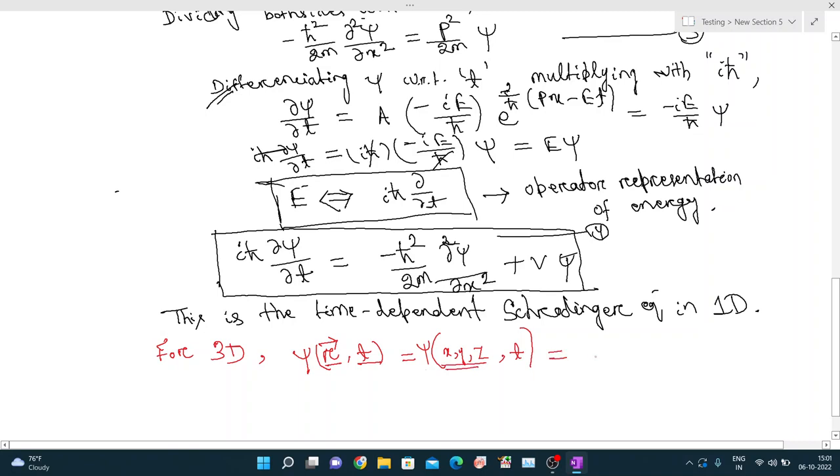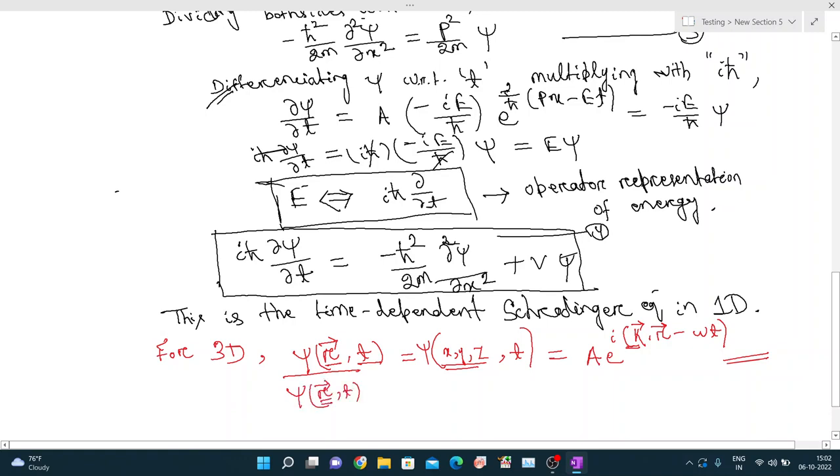Now what was it earlier? a into e to the power i kx minus omega t. So what changes? Everything else will remain the same. Instead of e to the power i kx, we have to write it as k dot r minus omega t. Just this changes in 3 dimensions. So this represents the plane wave propagating in the direction of k. Okay, so now we can write it as psi of r, t.